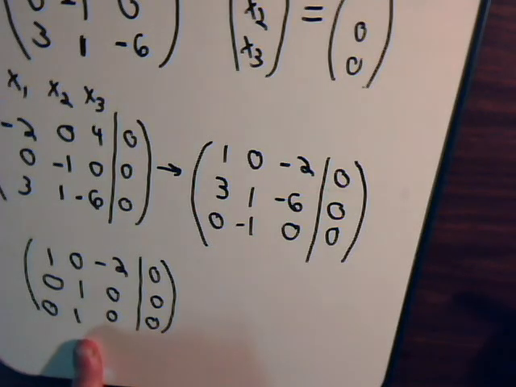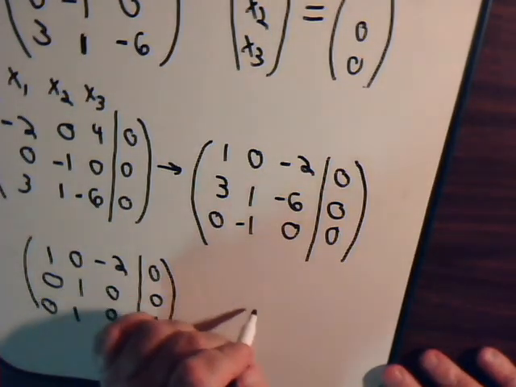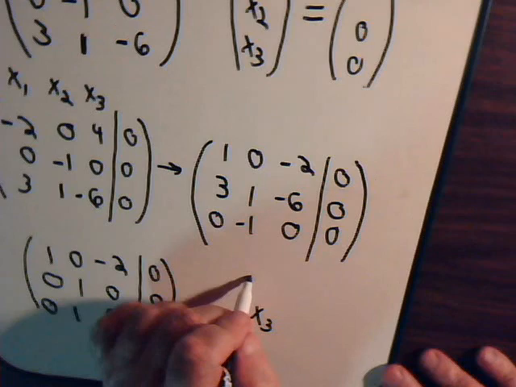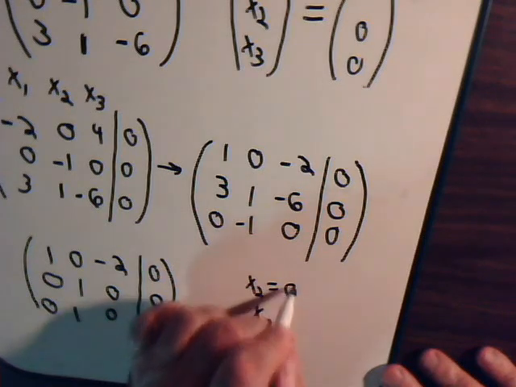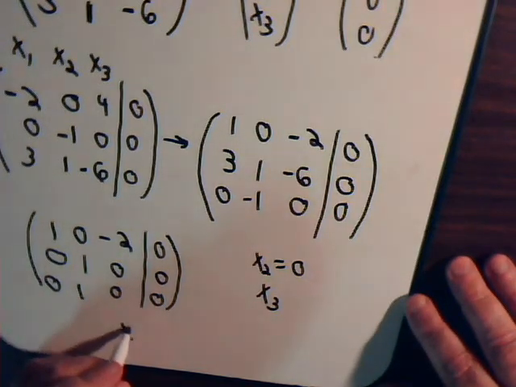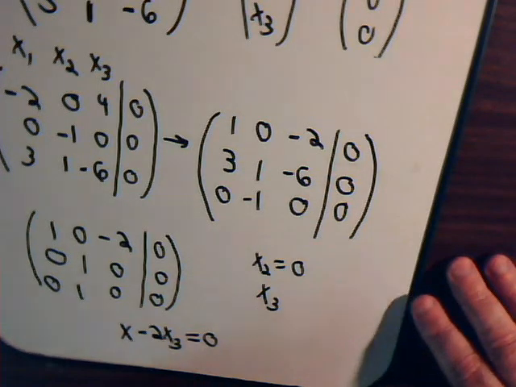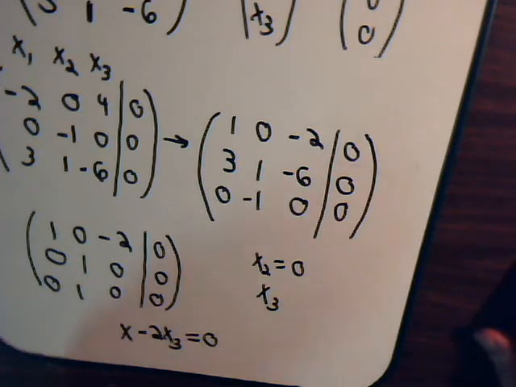But here for x2, clearly x2 is going to be 0, because here we have 0 times x1 plus x2 plus 0 times x3 equals 0. So x2 is 0. x3 is the free variable. It could be anything that we want it to be. So we have x3, x2 equals 0, and now we go back up to here. We have x1 minus 2 times x3 equals 0. So x1 is equal to 2 times x3.